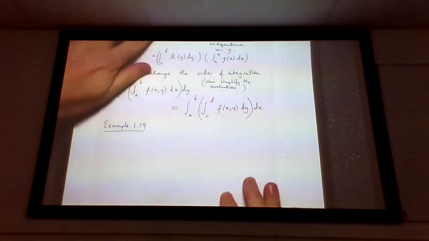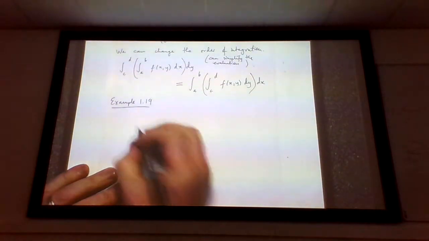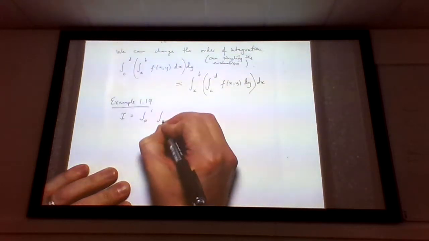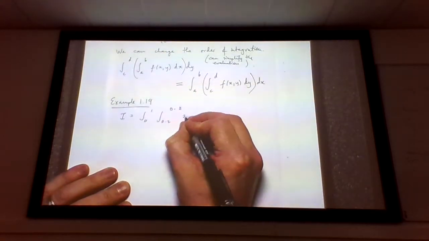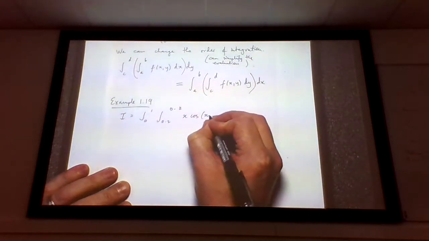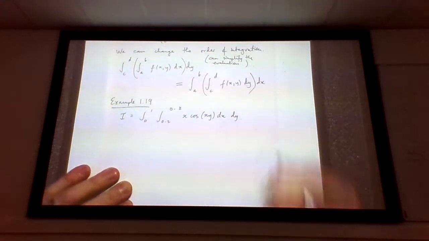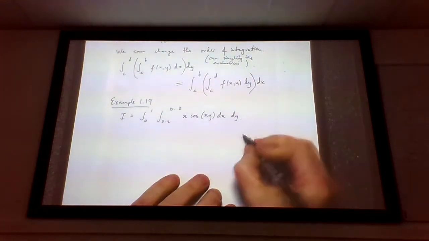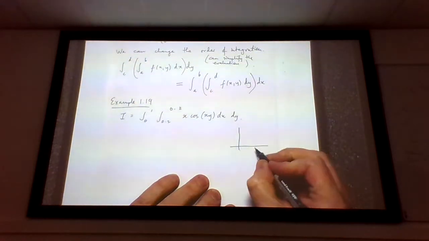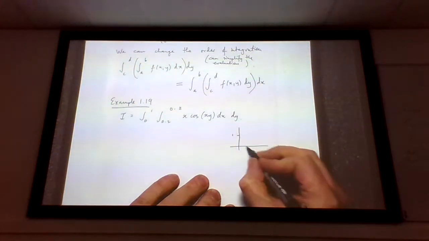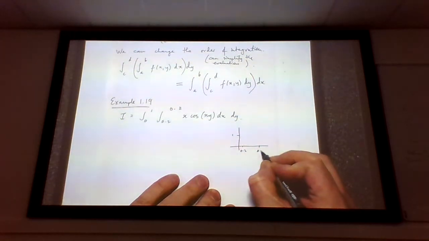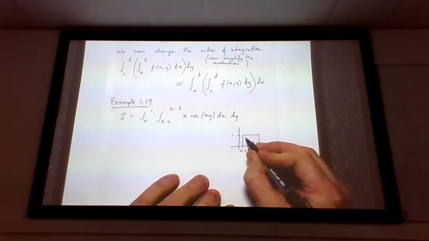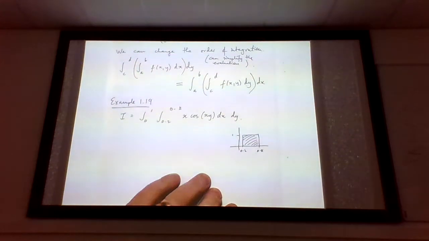So let's consider this integral here in example 1.19. This integral I is the integral from 0 to 1 of the integral from 0.2 to 0.8 of x times the cosine of x y dx dy. So this is an integral over a rectangular region for sure. It's 0 to 1 on the y-axis and 0.2 to 0.8 on the x-axis. So that's the region of integration there.